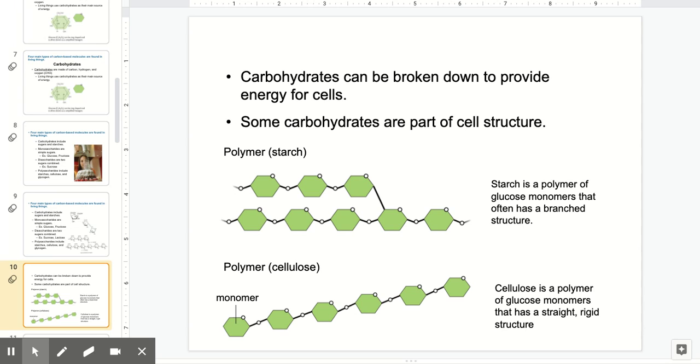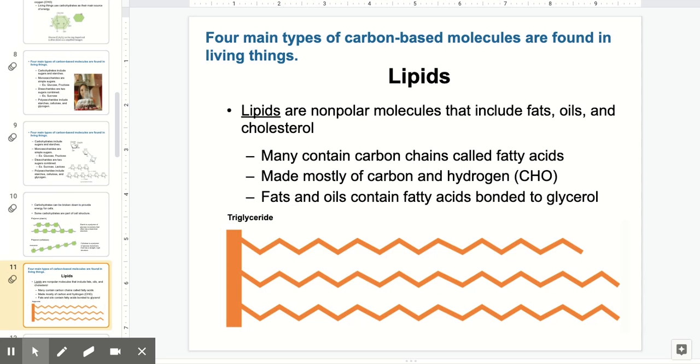And ultimately, organisms that consume cellulose often are specially adapted to break it down because it's a little bit tough. When we talk about lipids, immediately you're probably thinking fats. Okay, and that's correct, you might think fats, oils, and then one that's a little bit lesser known is cholesterol.